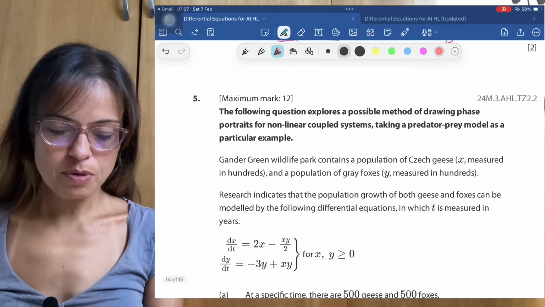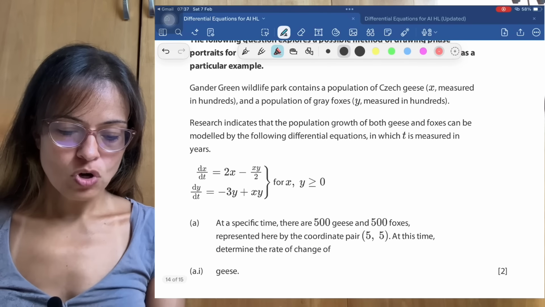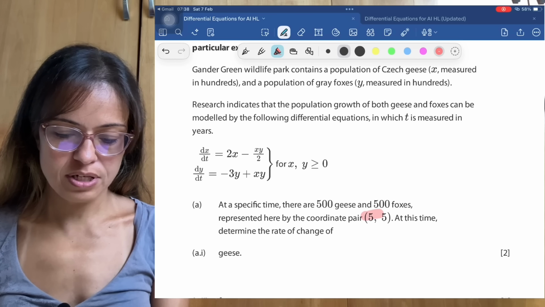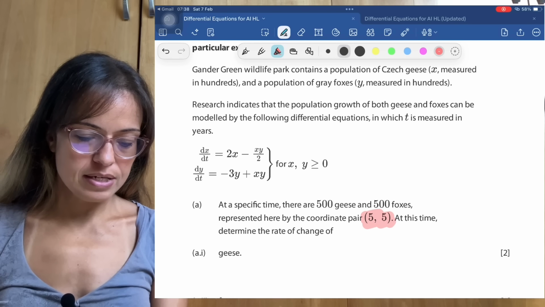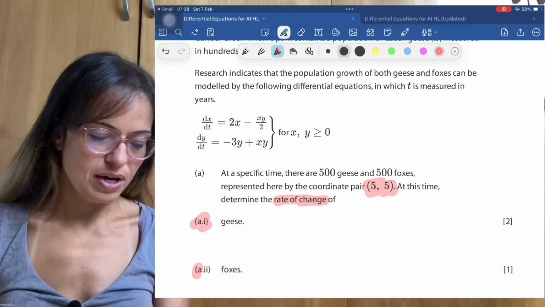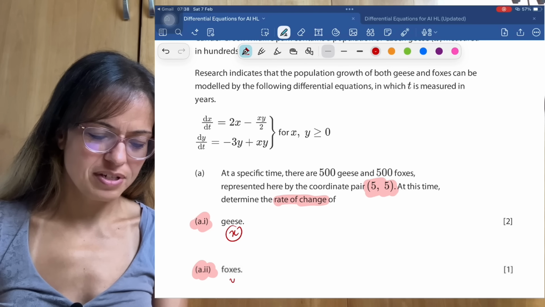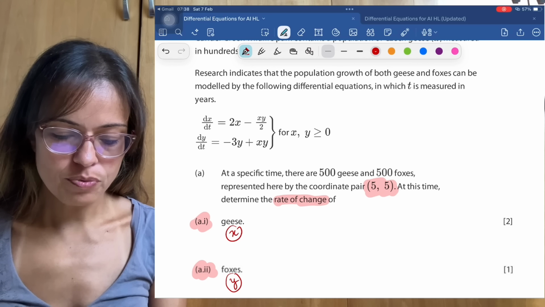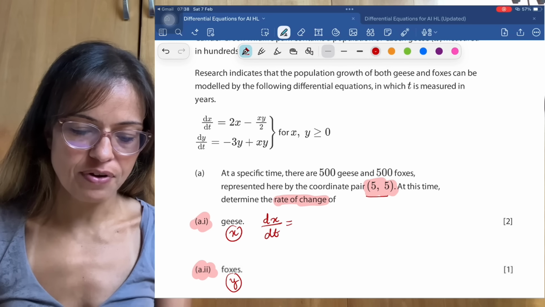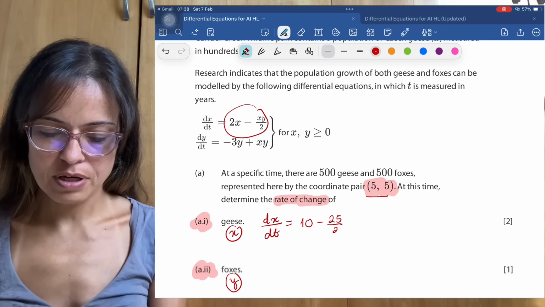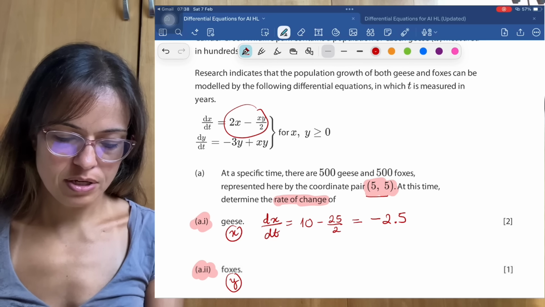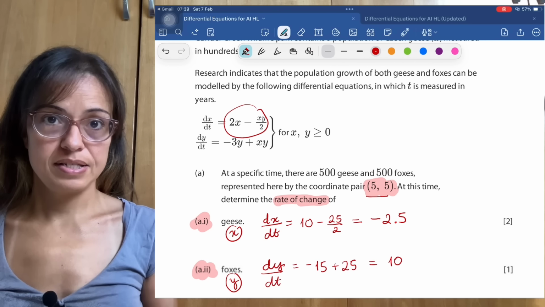Here is another paper 3 from a different year, also has a system that is nonlinear. He starts by just giving us a point and then asking us for the rate of change of both the x and the y. The geese is x and the foxes is y, he said so before. So here we just want to plug in numbers into dx/dt. dx/dt for (5, 5) is 10 minus 25 over 2, which is negative 2.5, and dy/dt is 10.